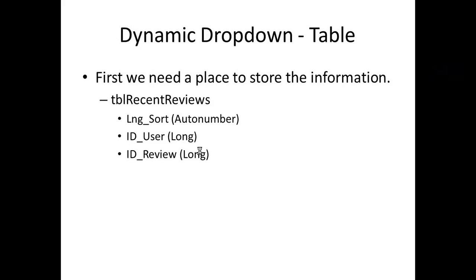First, we need a place to store the information. To create a dynamic dropdown, I want a table that can store this. I use a table, call it TBL recent reviews. It has a sort, which is just an auto number. I simply use this so that as records are added to the table, I can sort on the auto number to get the last 8 records for each user. I have the user ID and the review they opened.